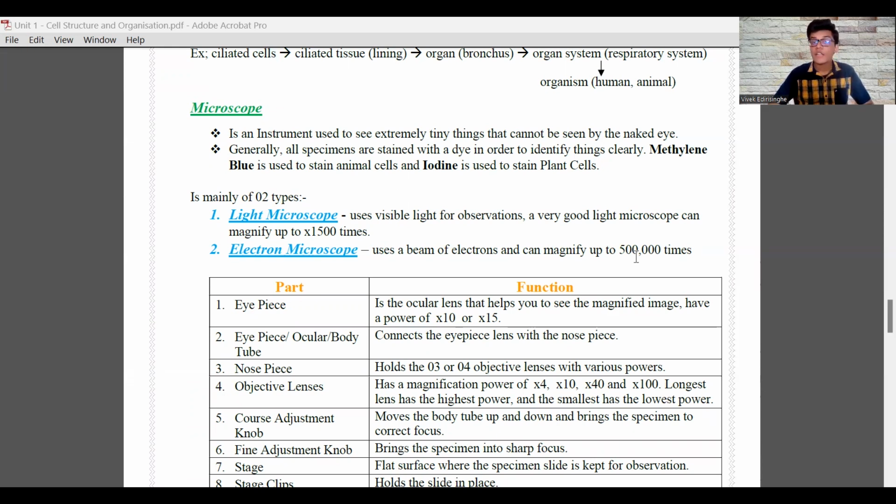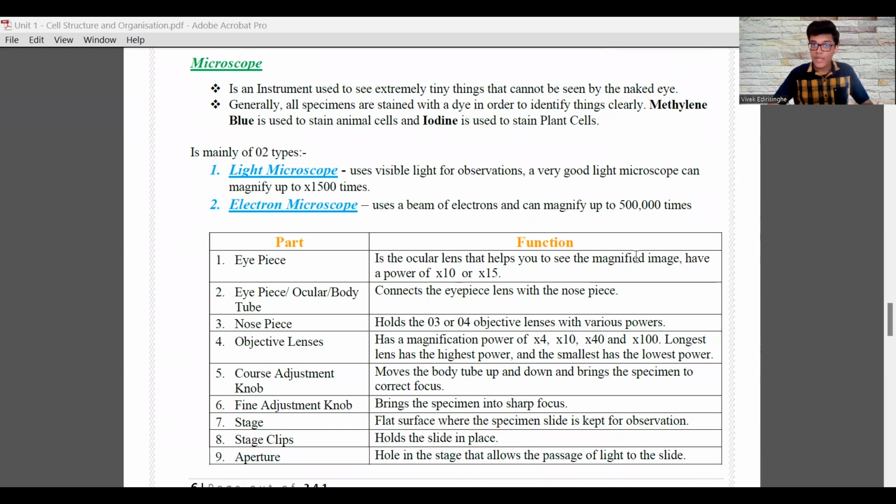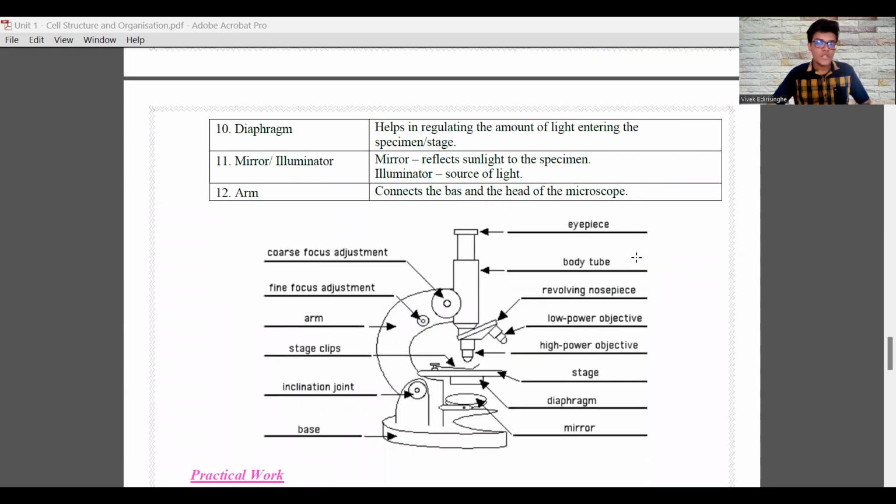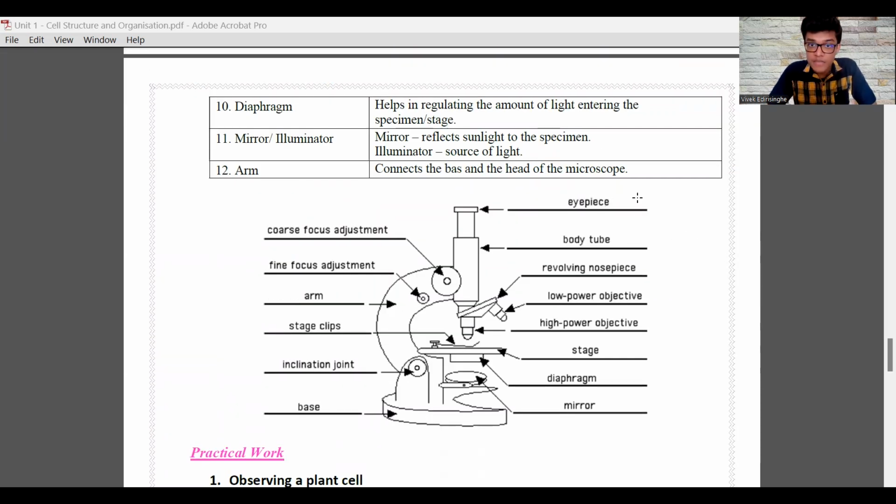As I told before, there are two types of microscopes, the light microscope and the electron microscope. The light microscope, as the name suggests, uses visible light for observations, whilst the electron microscope again uses a beam of electrons and can magnify an object up to 500,000 times. It's always essential for you to have a brief understanding of the parts of the microscope, as it may be questioned in certain MCQs. So let's observe this diagram.